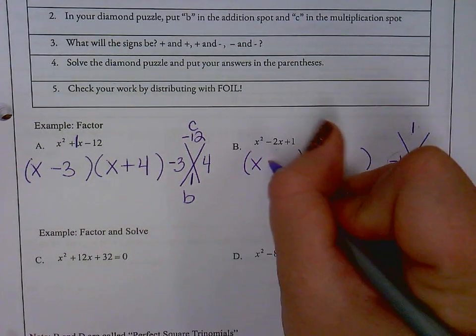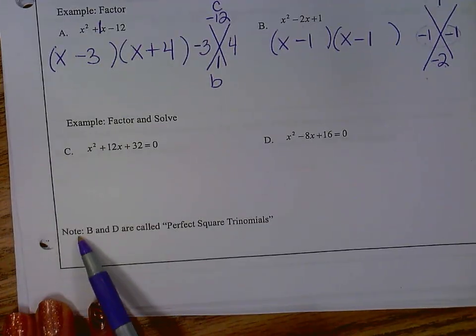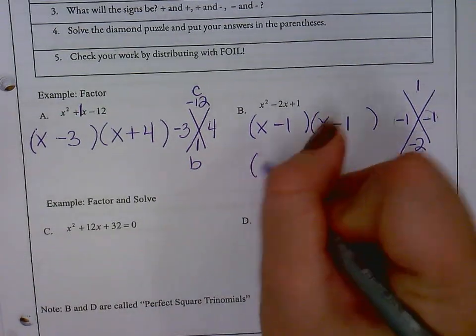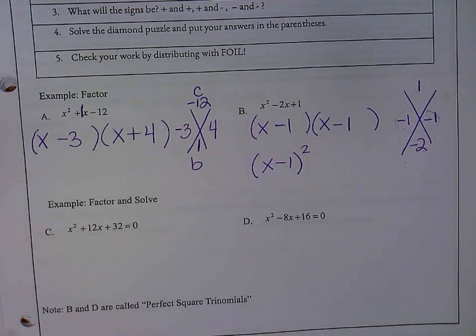So this is called, I wrote it down at the bottom here, B is called a perfect square trinomial. So the fancy way of writing this, if you really wanted to, is technically x minus 1 squared, but either of these is correct. Some people like to write it this way because it's one factor multiplied by itself.